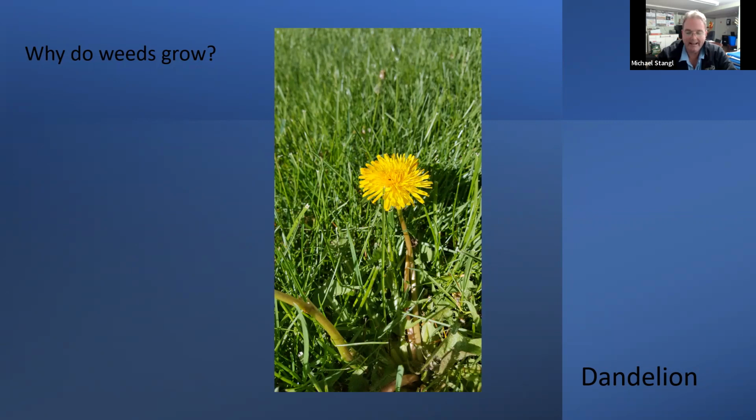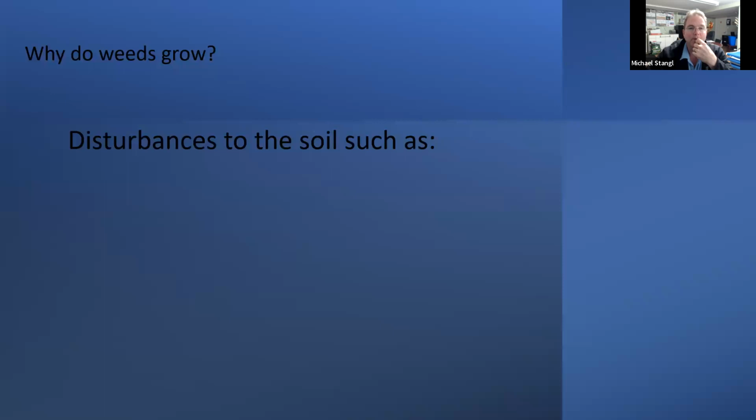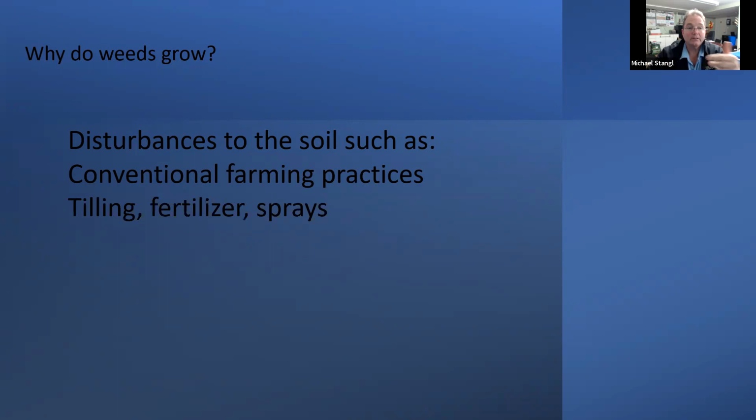And I just didn't take that verbatim. I said, there's gotta be a reason. So I found out in the 2000s that it was mainly because of the disturbances that we're doing to the soil, such as the conventional farming practices, or what we're doing to it, say landscaping. There's tilling, fertilizer sprays. So from landscaping, if we actually rip off a lawn, we destroy that connection.